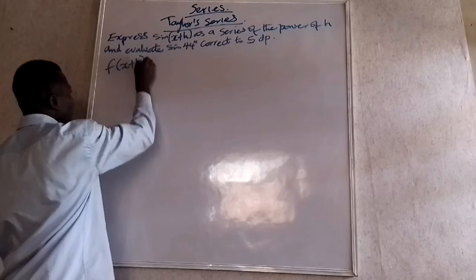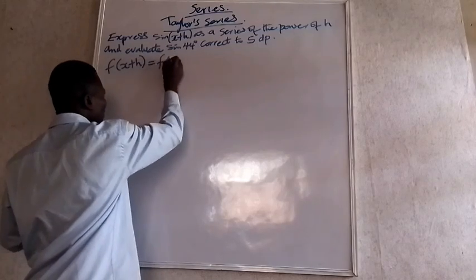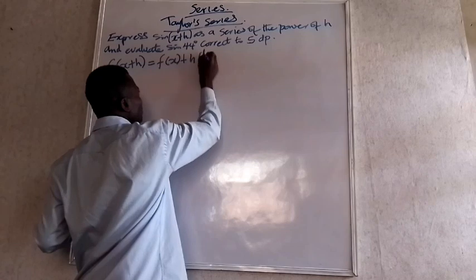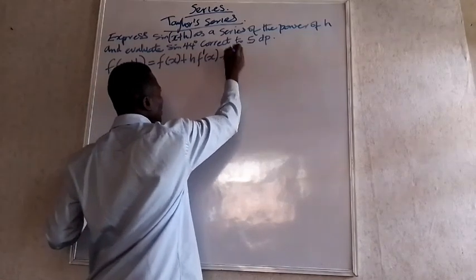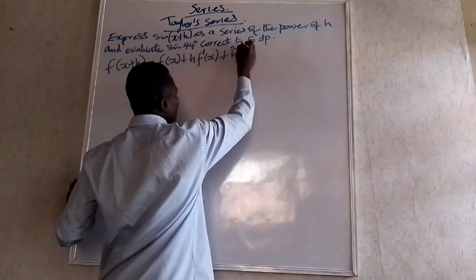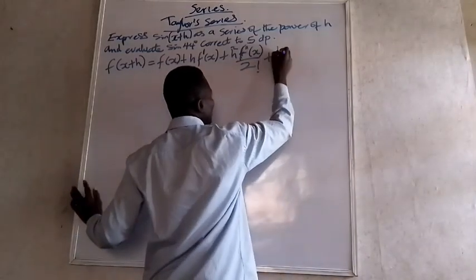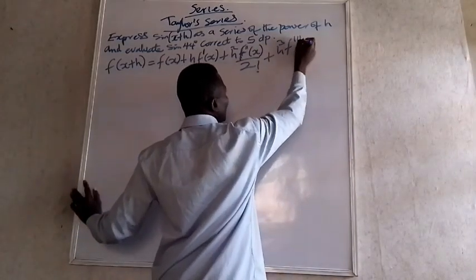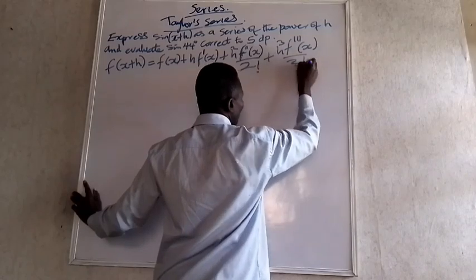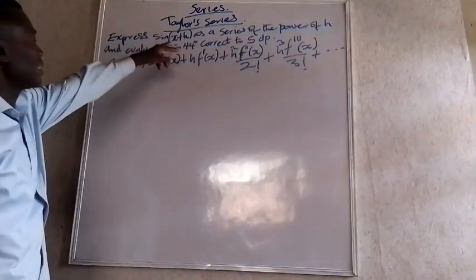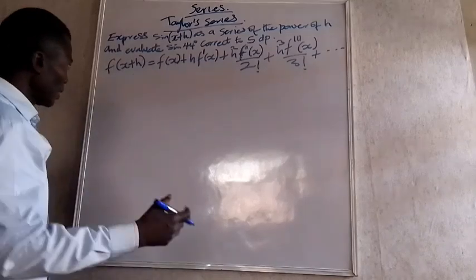f(x+h). The first one is going to give us f(x+h), f(x+h) squared, f(x+h) cubed, f(x) over 3 factorial plus, and it goes on like that. Now, we have to express sin(x+h) as a series of the powers of h.